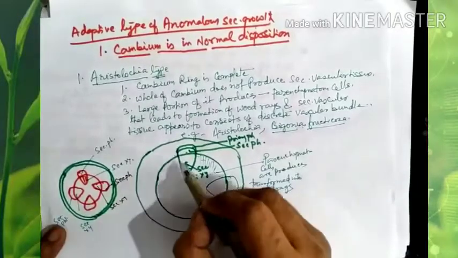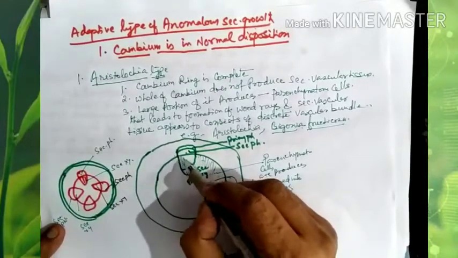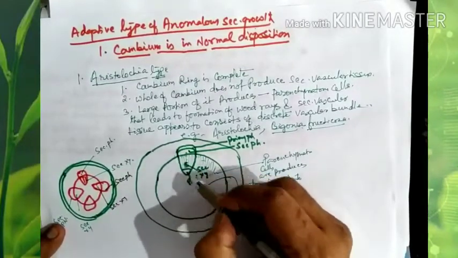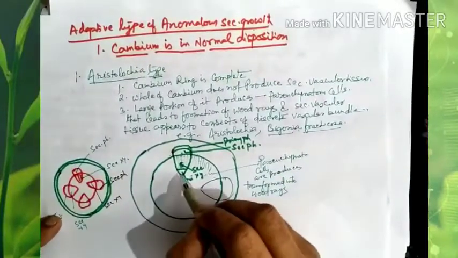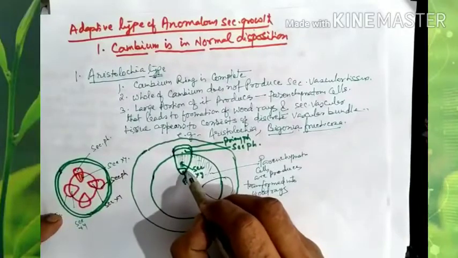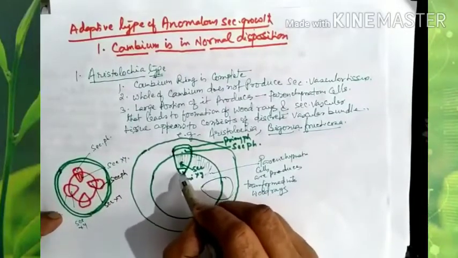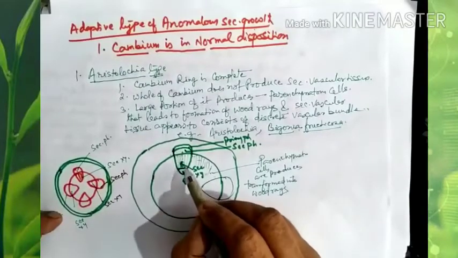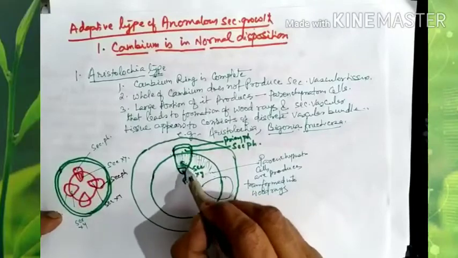So what happens at the point when secondary xylem is produced? Here is the large amount of secondary xylem. Consequently, the primary xylem is pushed inward at this point. This is the position of primary xylem, and these are the newly cut cells, which are the secondary xylem.